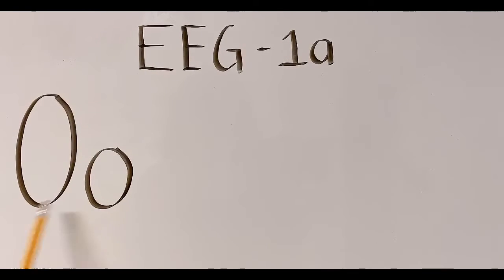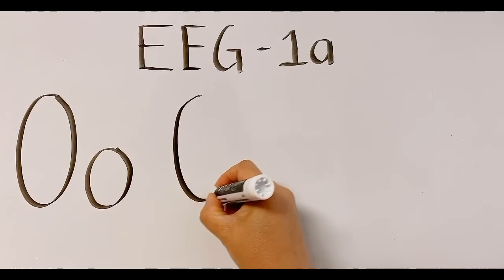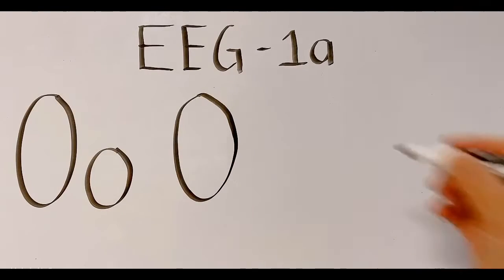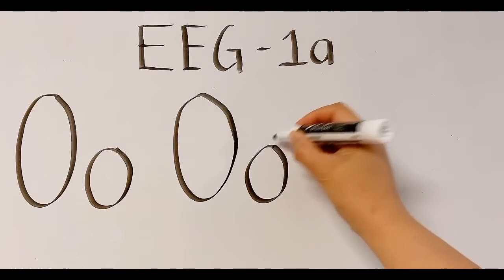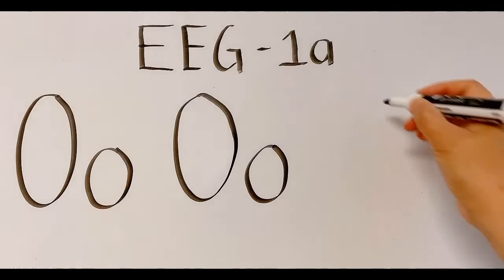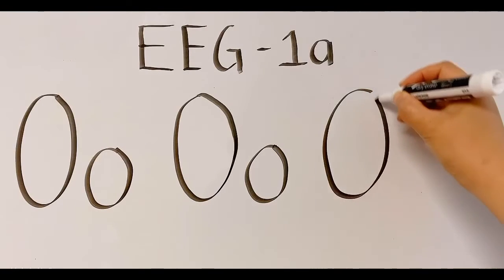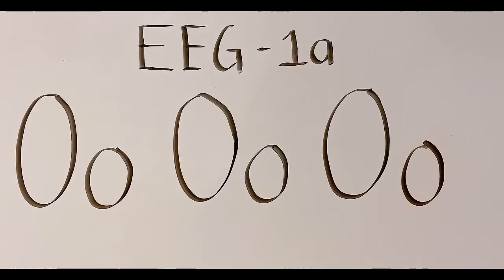Next letter is O. Capital O, small o. That's right. Capital O. Okay, it's just like a big circle. And the small o. Again, capital O and the small letter O.